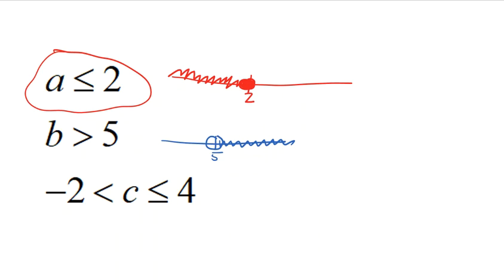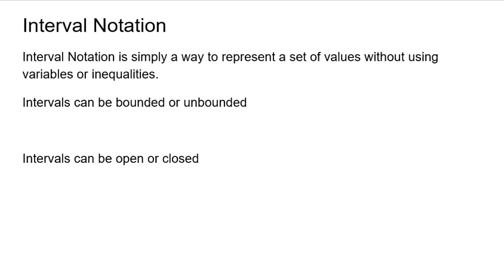This next one is what we call an interval of values. We're looking at numbers between -2 and 4, but we are allowed to equal 4. So the number line will go from -2 to 4, with an open dot at -2 because we can't equal -2, a filled in dot at 4, and we shade in between. That's all stuff that you guys should already know how to do. We understand number lines, we understand inequalities, but the new thing that we're learning about in this video is interval notation. Interval notation is simply a way to represent a set of values without using variables or inequalities.